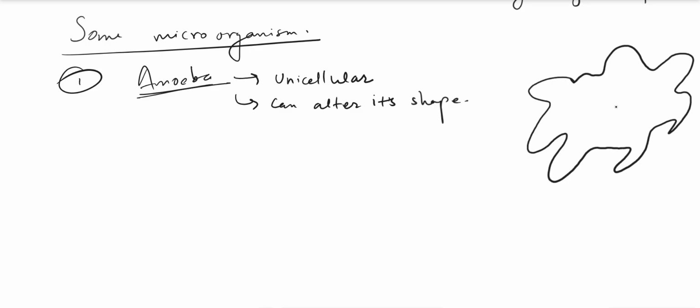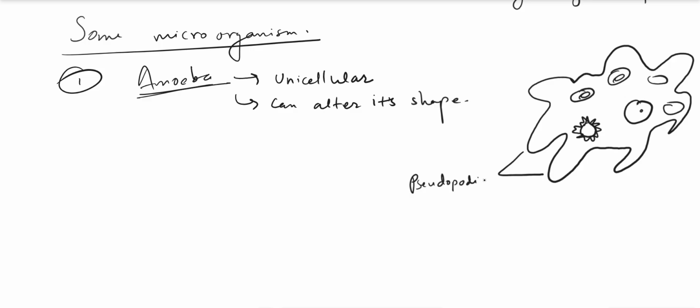So this is an amoeba. Here you can see the nucleus. Here you can see the contractile vacuole, and it consists of food vacuole. Along with that, it contains different food particles, and this part which helps in locomotion is the pseudopodia. Pseudopodia are also known as false foot.